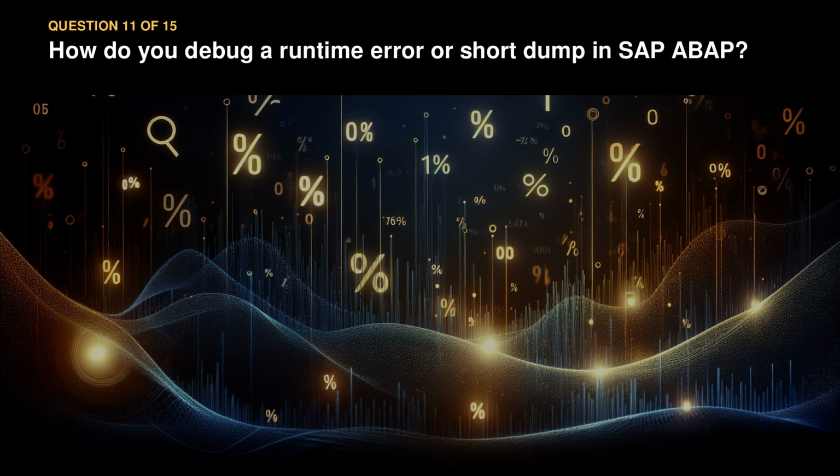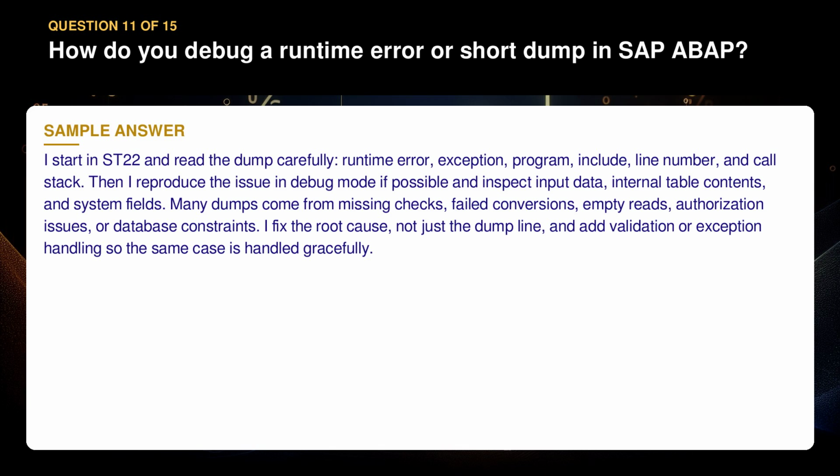Question 11. How do you debug a runtime error or short dump in SAP ABAP? I start in ST22 and read the dump carefully: runtime error, exception, program, include, line number, and call stack. Then I reproduce the issue in debug mode if possible, and inspect input data, internal table contents, and system fields. Many dumps come from missing checks, failed conversions, empty reads, authorization issues, or database constraints. I fix the root cause, not just the dump line, and add validation or exception handling, so the same case is handled gracefully.